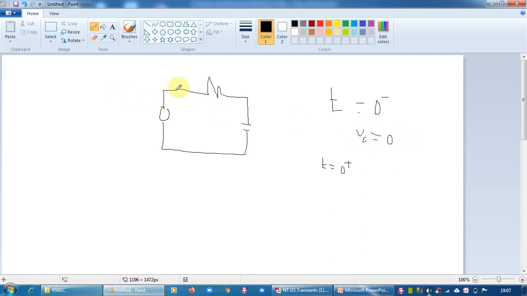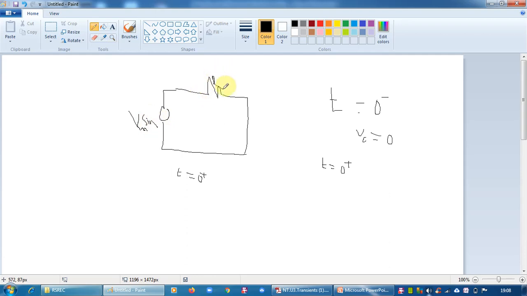So immediately after closing the switch at t equal to 0 plus, how does the circuit become? Vc equal to 0 means short. Here it is short, so we have to replace it by a short circuit. Short circuit means like this. This is V. V means Vm sin omega t.